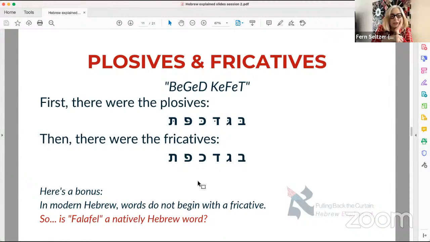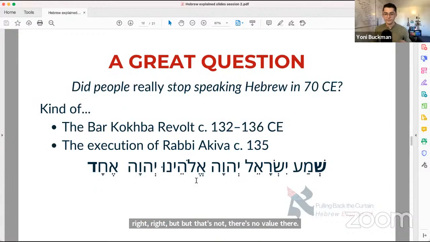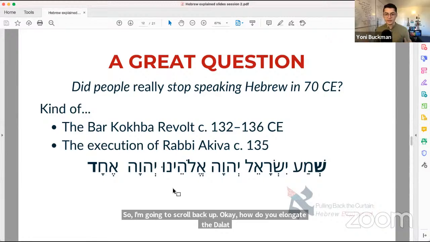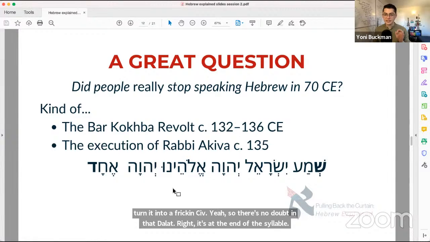Turn it into a fricative. Yeah, so there's no dot in that Dalet, right? It's at the end of the syllable. It's not starting the word or starting a syllable or anything like that. And so that was actually the Val, right? Which is still preserved in Arabic, by the way. It's useful to know that other Semitic languages still have that sound. It's like a soft TH.